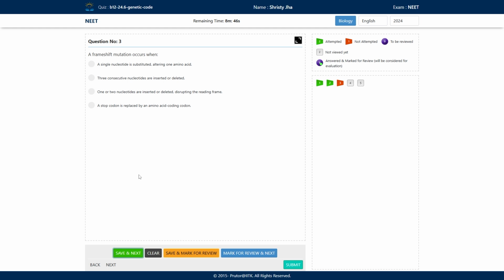Then third question: a frameshift mutation occurs when? It occurs when 1 or 2 nucleotides are inserted or deleted, disrupting the reading frame. So the answer is option number 3.